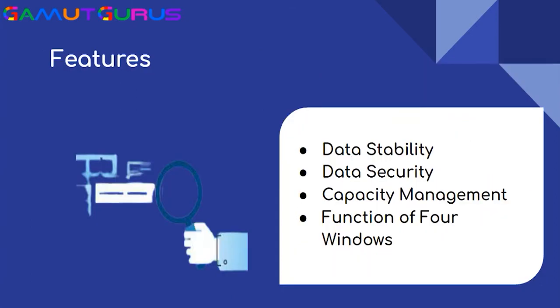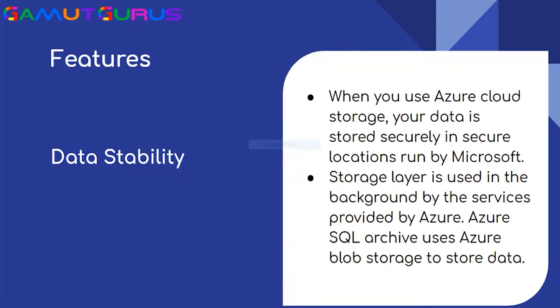As every good service provider provides great features, Azure also helps its users and developers with some great features which help run the workload more efficiently. Azure offers some great features, of which there are four main ones: data stability, data security, capacity management, function of 4 windows. If we talk about some great features, the priority comes towards stability of the data. Let's talk about what is data stability.